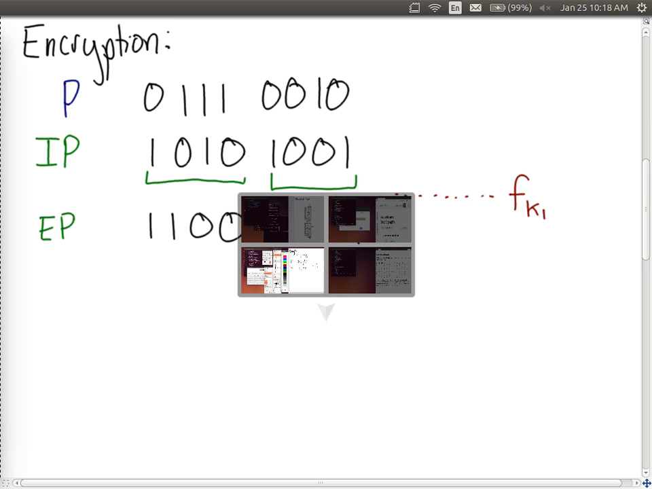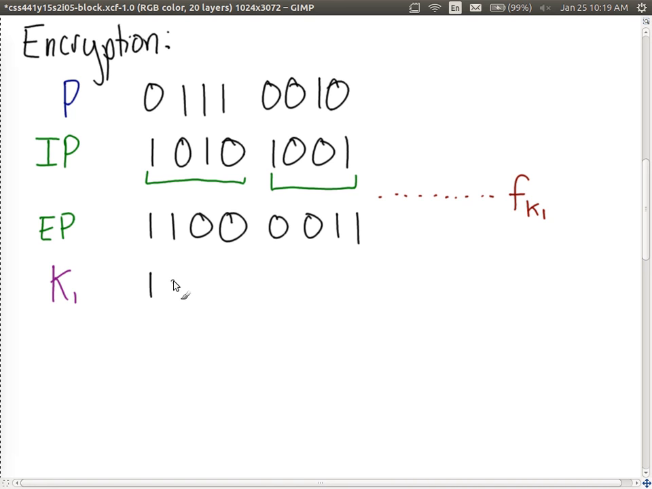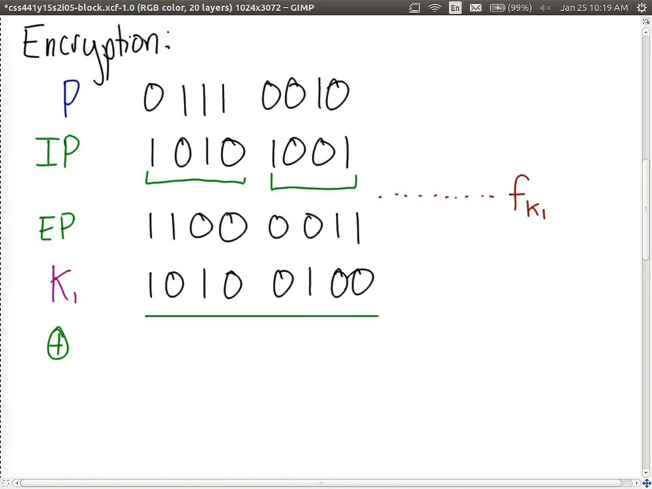So if we remember K1 from before, K1 was 1, 0, 1, 0, 0, 1, 0, 0, and we XOR those values. Exclusive OR, what do you get? Remember your exclusive OR. If they are the same, you get 0. If the bits are different, you get 1. The same, we get 0. Same, different, different, same, same, different, different, different. We get our 8 bits out. And then we split that again into 2 4-bit values.